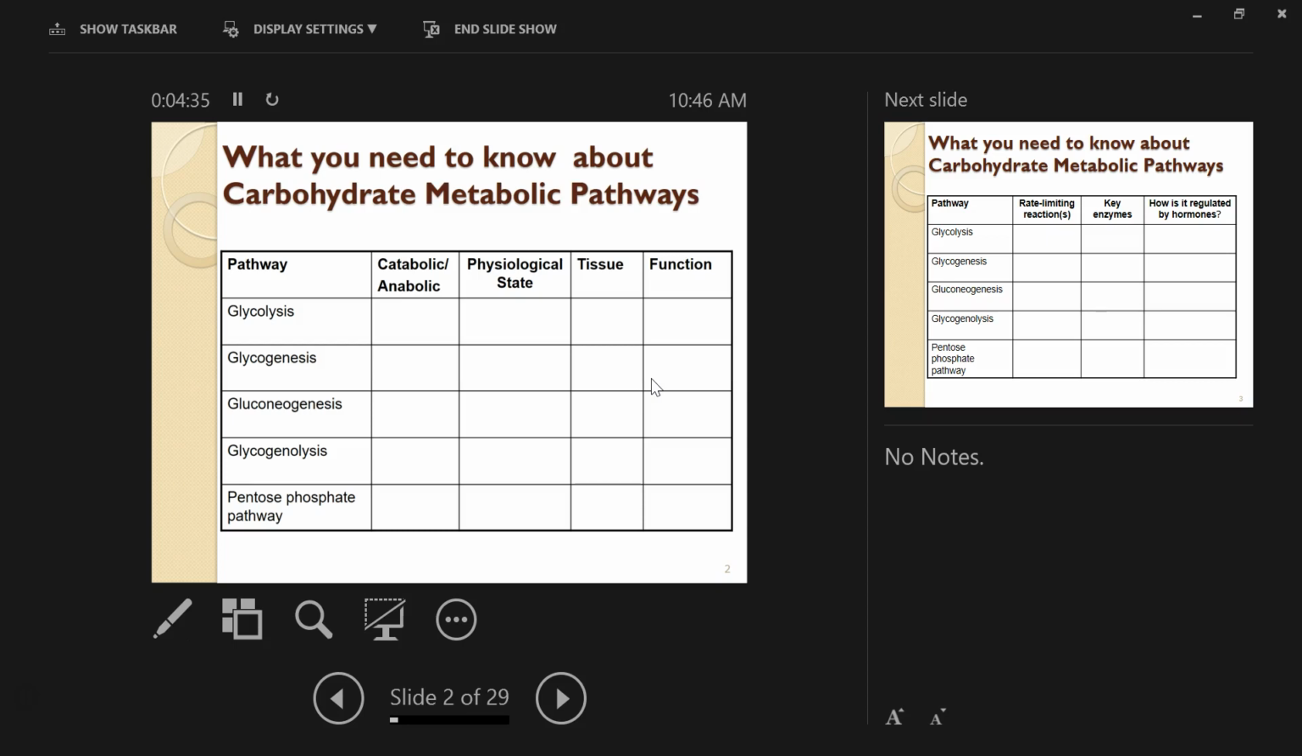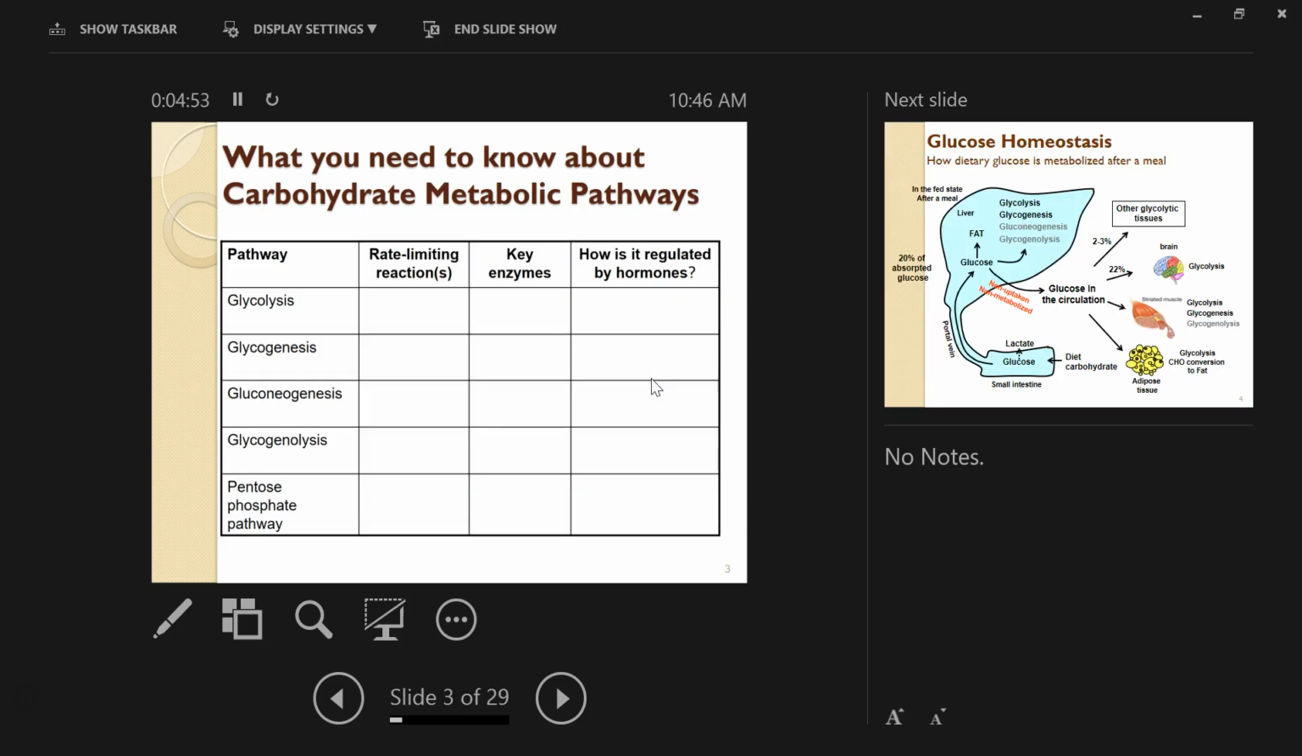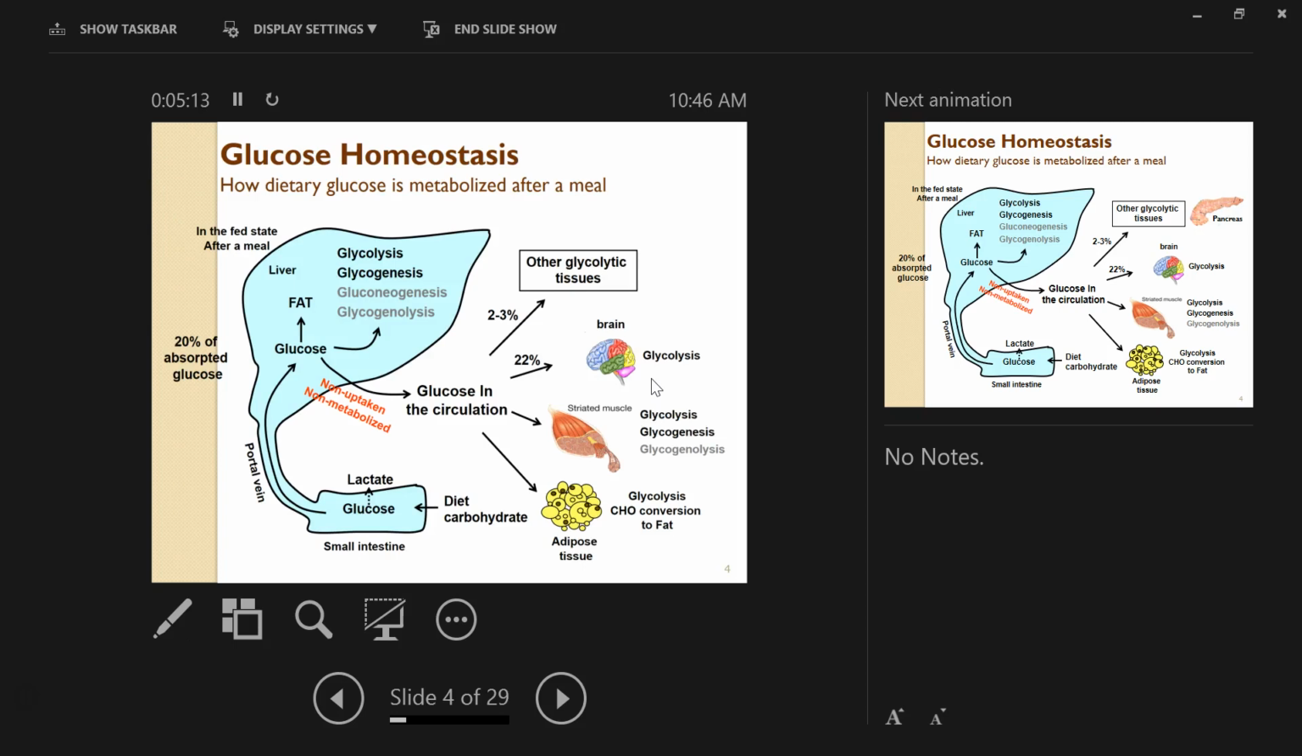And you also want to know the function of each pathway, why our body does gluconeogenesis or glycogen breakdown, right? And the rate limiting reactions in each pathway that you need to remember, and the key enzymes that catalyze these reactions, and how these key enzymes are regulated by hormones and substrates, right? And glucose homeostasis, which we talked about in both fed and fasting conditions.